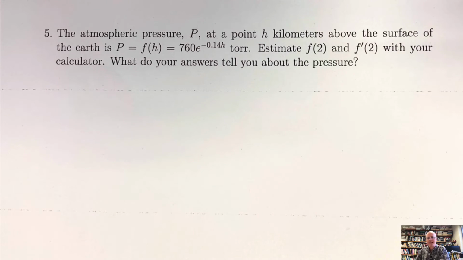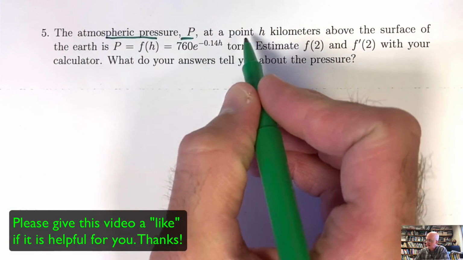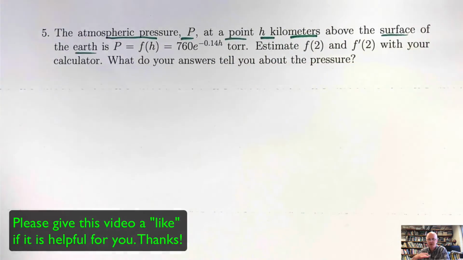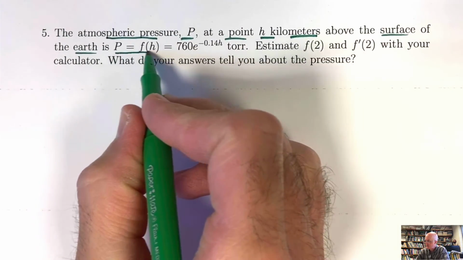Our last problem is an applied problem for which we will need technology. The atmospheric pressure, P, at a point h kilometers above the surface of the Earth, so imagine the surface of the Earth, you go up into the sky a ways, maybe you're in a hot air balloon, is given by this formula here.